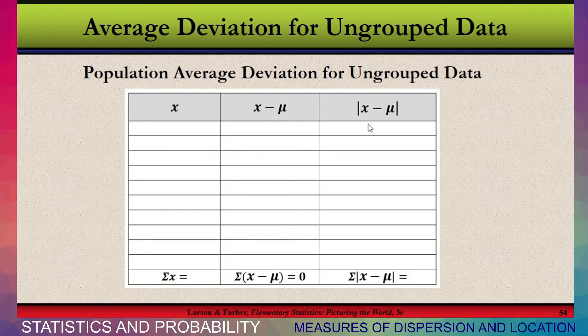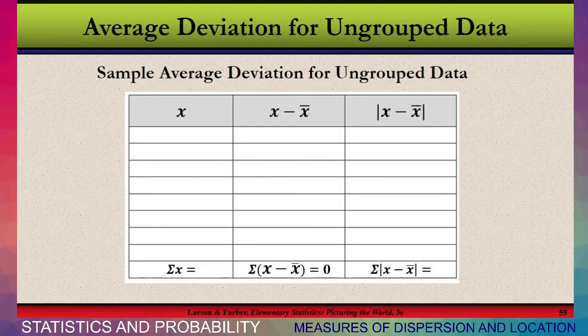Okay? So next, ito naman yung itsura kapag sample. So nagbabago lang ay yung si mean natin, yung symbol. So dito gumamit naman tayo ng x bar. So same pa din, 0 pa rin yung total ng ating x minus x bar. Okay. So tumungo tayo sa example.